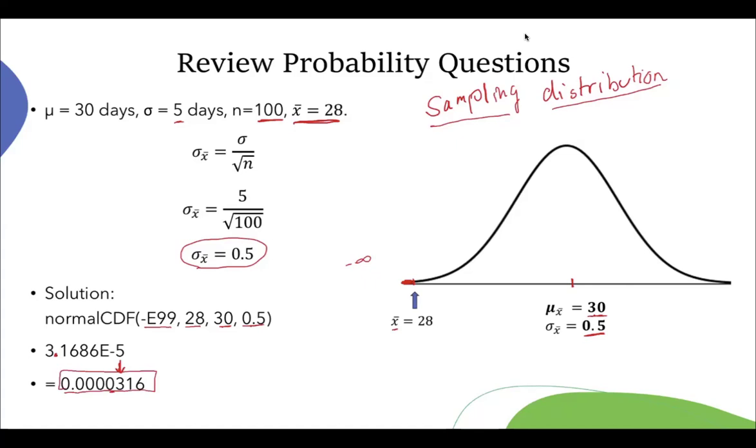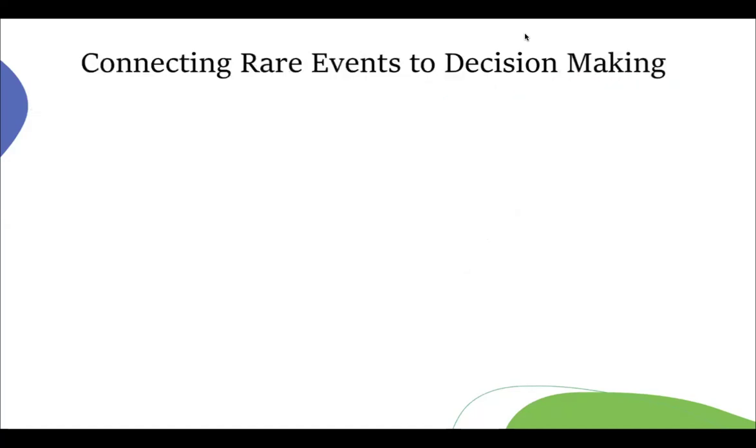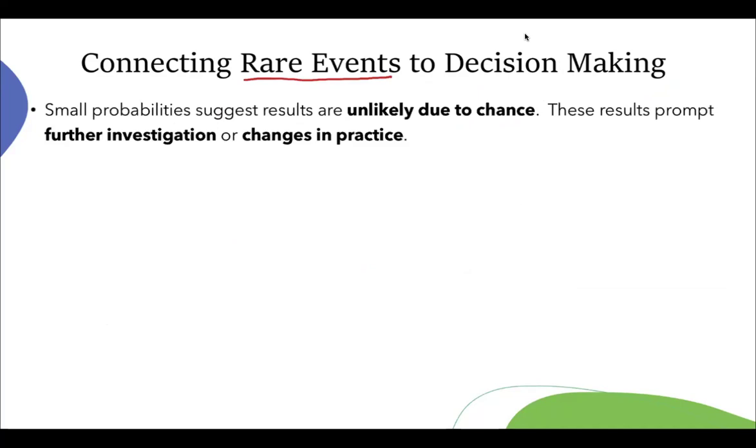But it also, like the previous example with the pregnancy lengths, is considered to be a really rare event. So rare events are important. Sometimes they happen by chance, but there are oftentimes cases where rare events are not actually happening by chance. Small probabilities suggest results are unlikely due to chance. These results prompt further investigation or changes in practice.